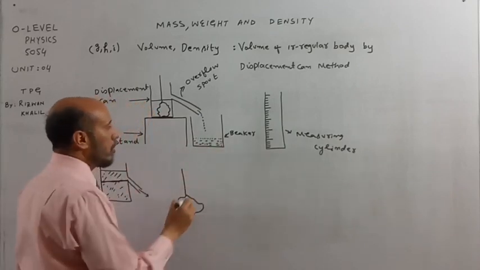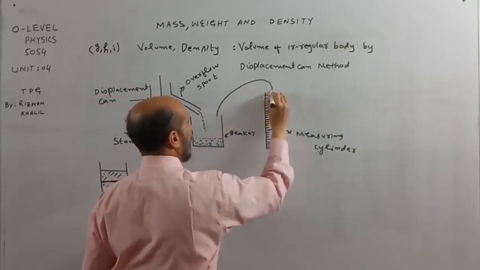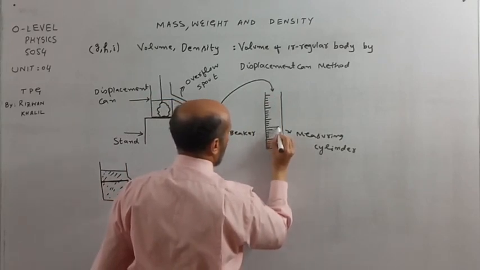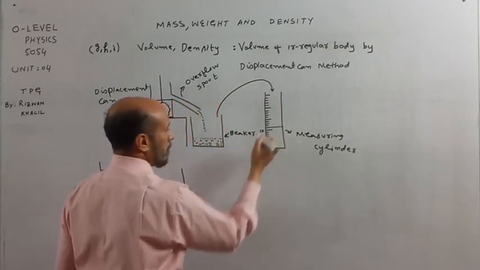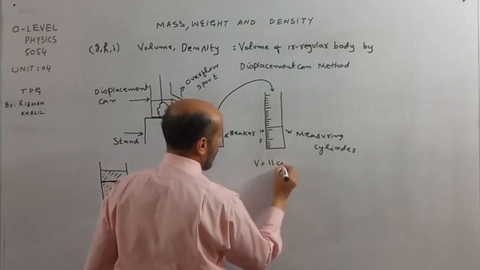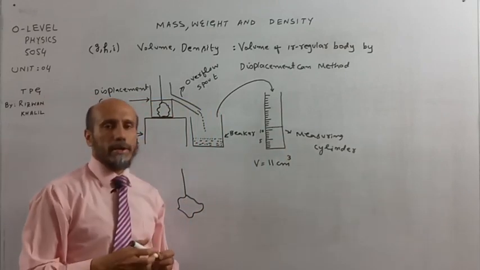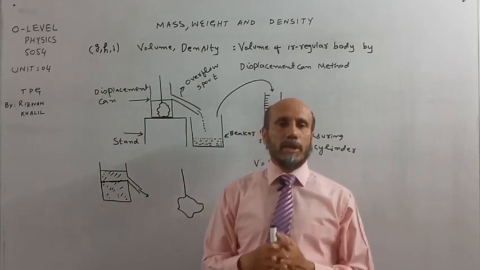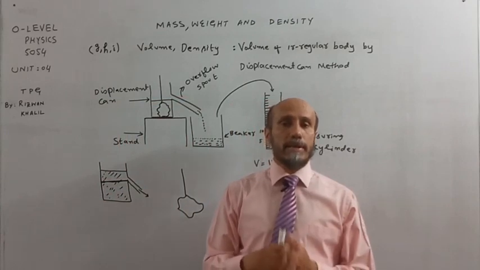And then what will we do? We will pour the water collected in the beaker into the measuring cylinder and find its volume. From this diagram, its volume is 11 cubic centimeter. So in this way we can determine the volume of irregular shaped bodies larger in size by using the displacement can method.